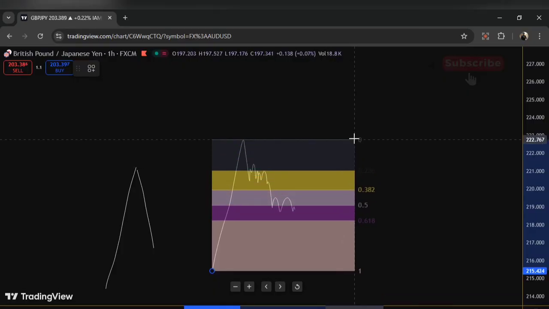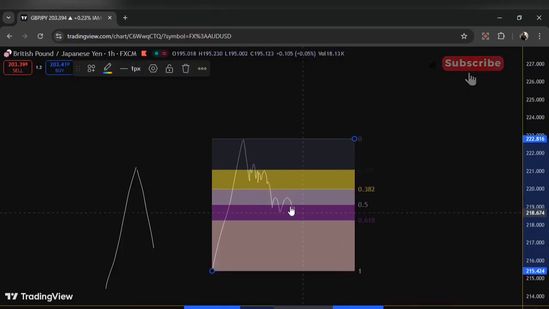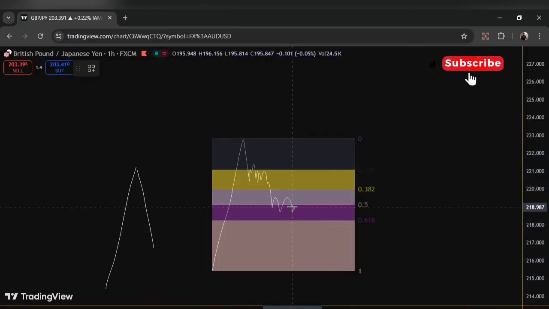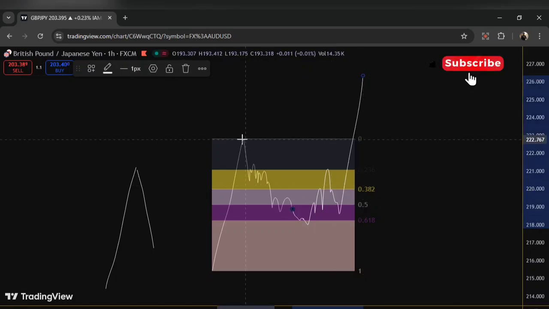Now you want to be looking at these levels. When price gets there, how does it react, right? So that's simply what it is. So if price comes to this level and you start seeing bullish intent, then there's a likelihood that price will go create a new high and the cycle starts again.